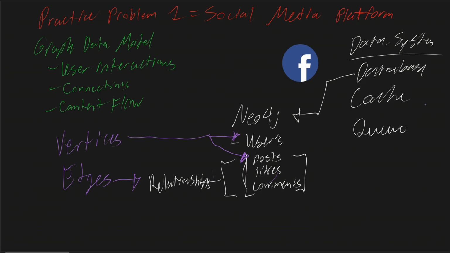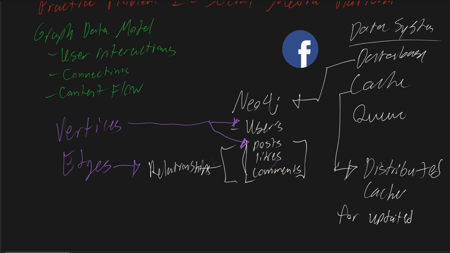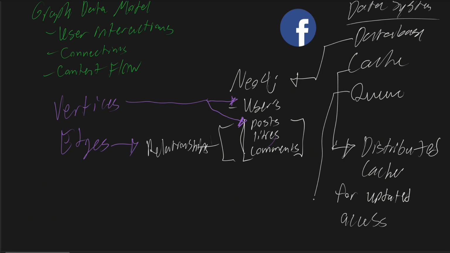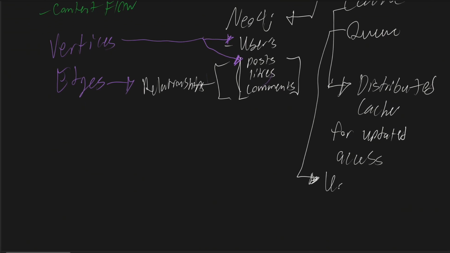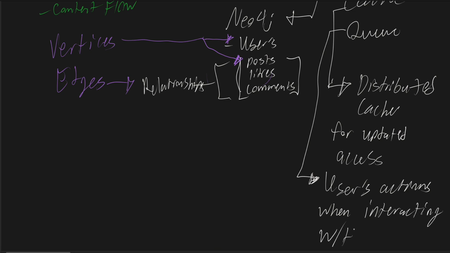A distributed cache would leverage graph queries for messages and further posts and comments to update the current user interface, and can provide instantaneous access to feed updates and notifications. So we would have a distributed cache for updated access. And the queue represents the user's actions when interacting with the platform.